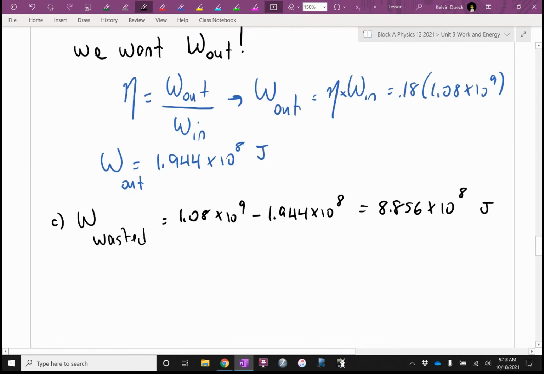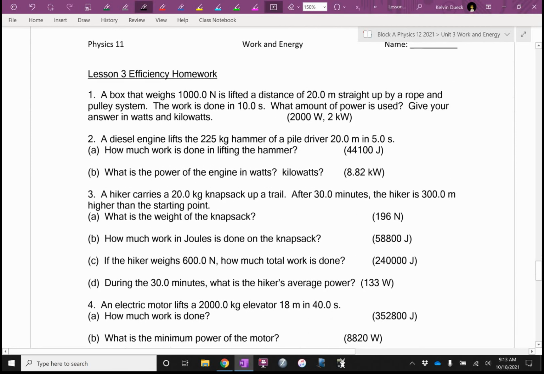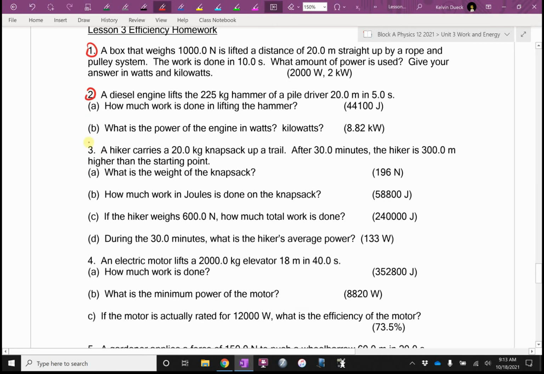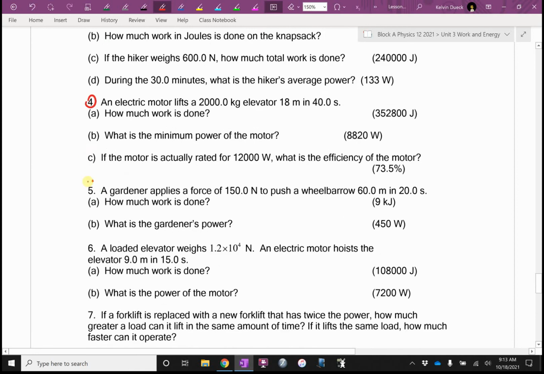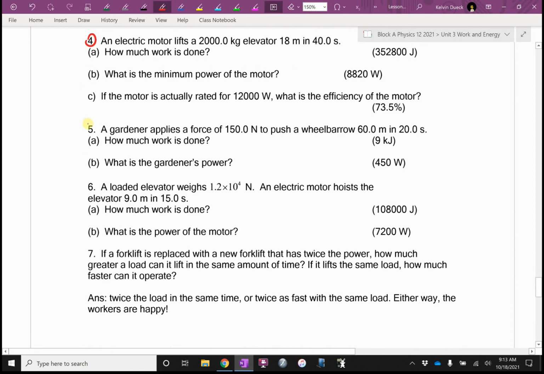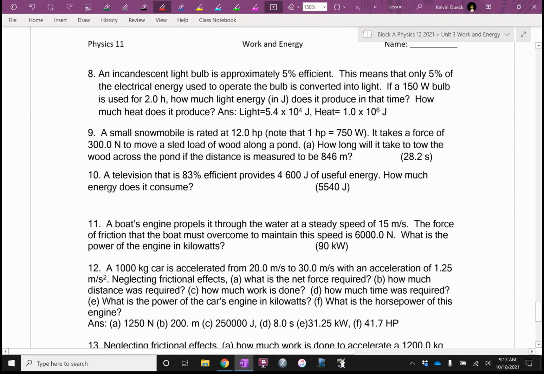Okay. What's your homework? So you can try number 1. You can try number 2. 3 is good. 4 is good. I'll probably assign most of these because these are easier Physics 11 questions. 5 is good. 6 is good. 7 is good. Turn the page, please. 8 is good, 9 is good, 10 is good, 11 is good.